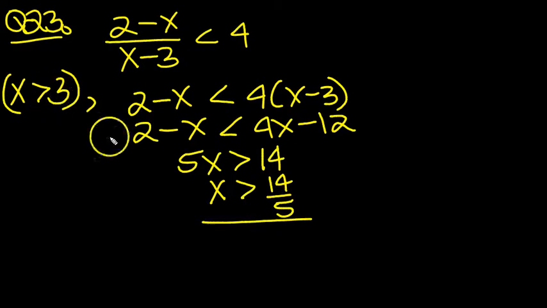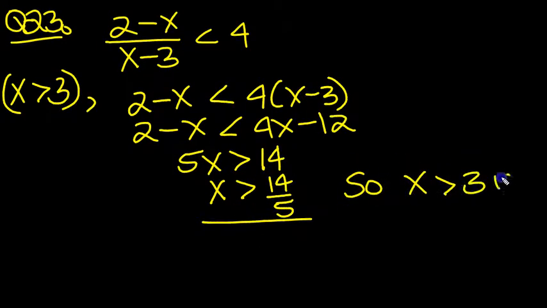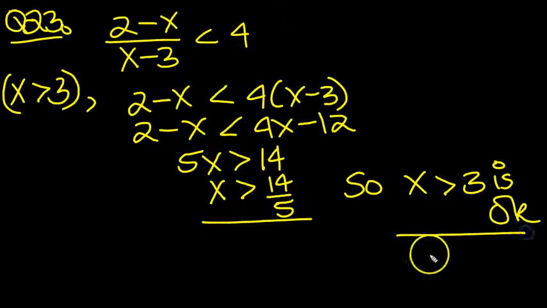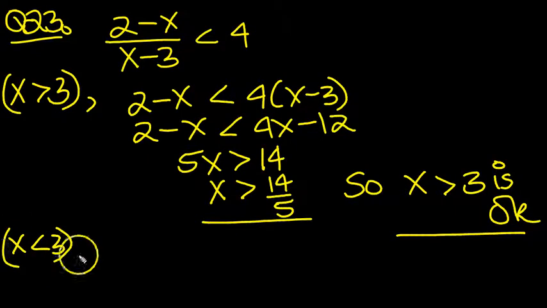We've got x is bigger than 3. X bigger than 3 is inside this region, isn't it? So we can see that all of x bigger than 3 is okay. So that's the first part of the problem. Now let's have a look at the other part of the problem. X is less than 3 then, shall we?